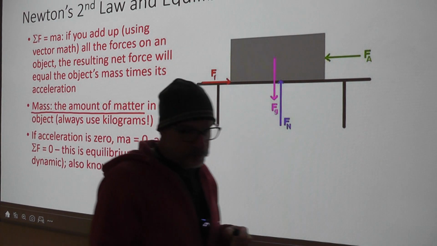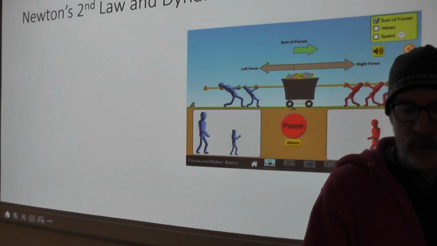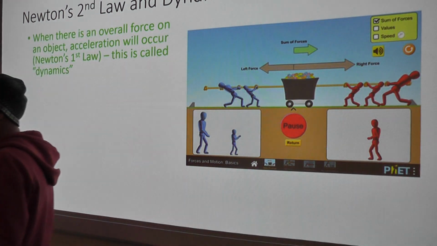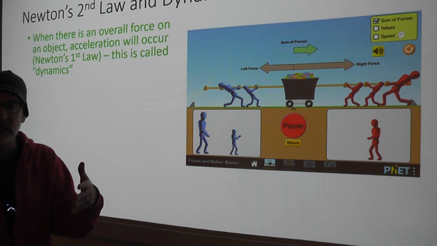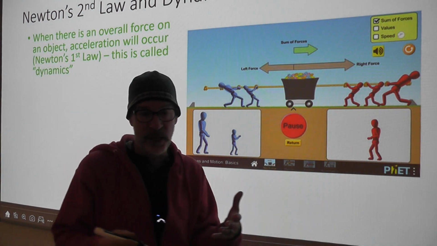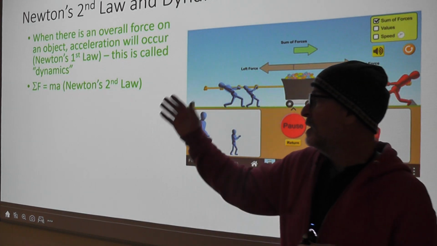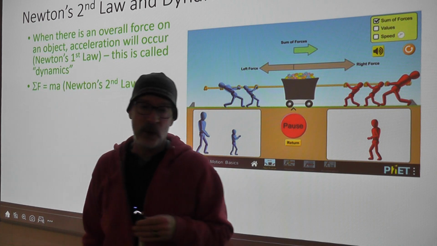And that was great, but of course, sometimes things accelerate. And so when we think about acceleration, now both sides of that equation are going to be non-zero. If an acceleration is not zero, then mass times acceleration won't be zero, which means there will be an overall force on the object. We call that condition dynamics. Statics is when there's no overall force. Dynamics is when there is an overall force and therefore acceleration. So we use the same equation. It's just this variable won't be zero anymore.